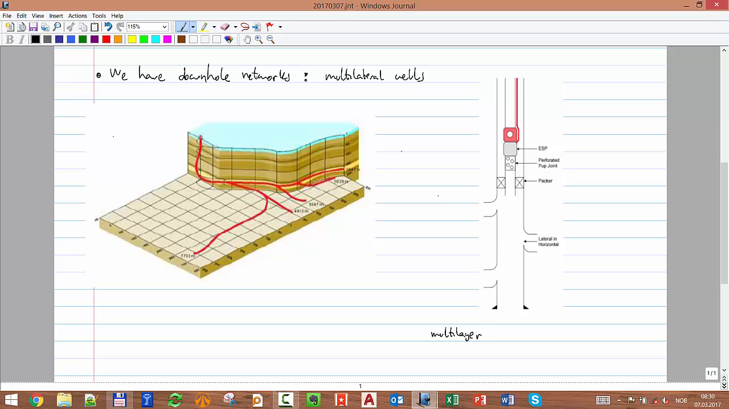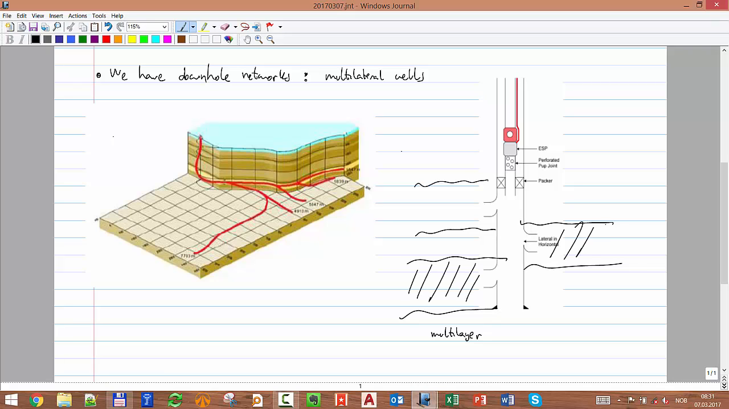But with multi-layer, I'm departing from the fact that actually I have different depths. At different depths I have different formations, and they might have different characteristics even. So here I might have certain permeability and certain reservoir pressure, K1, PR1. Here I might have K2, PR2, and K3, PR3. But I chose to produce from the same wellbore.